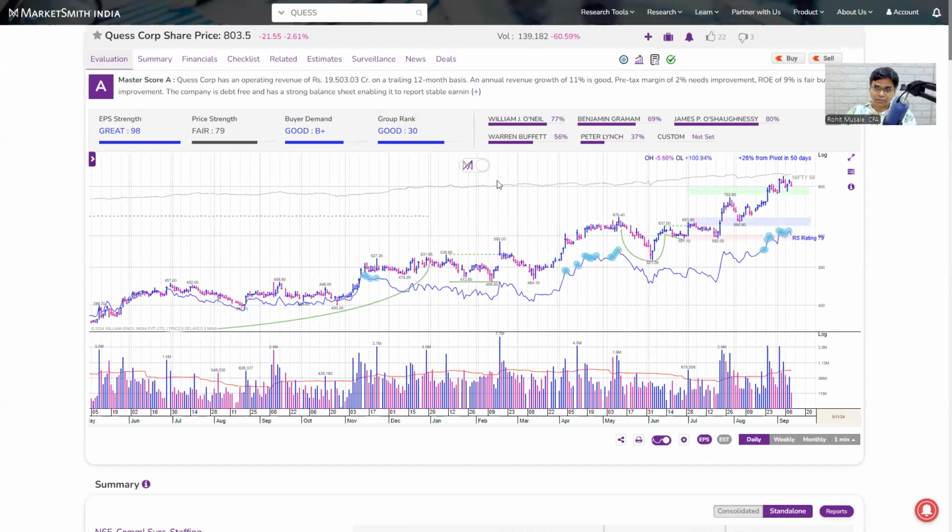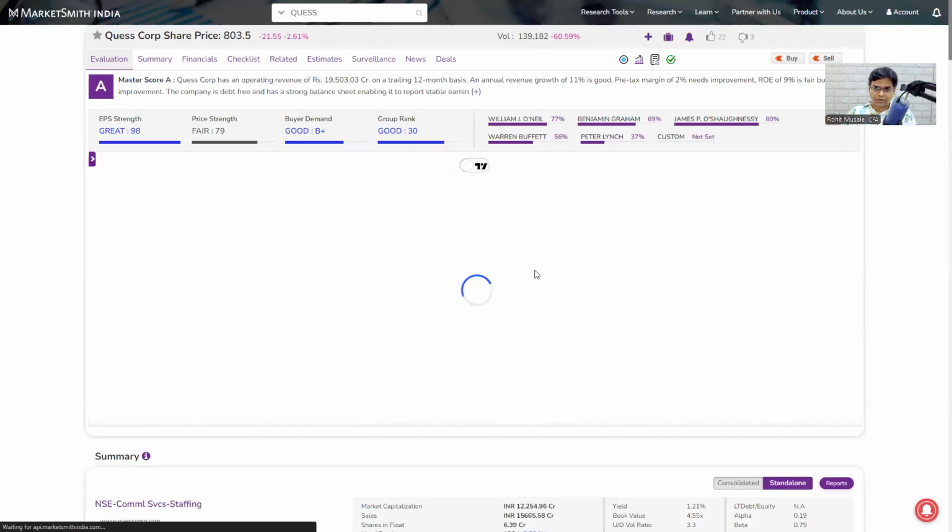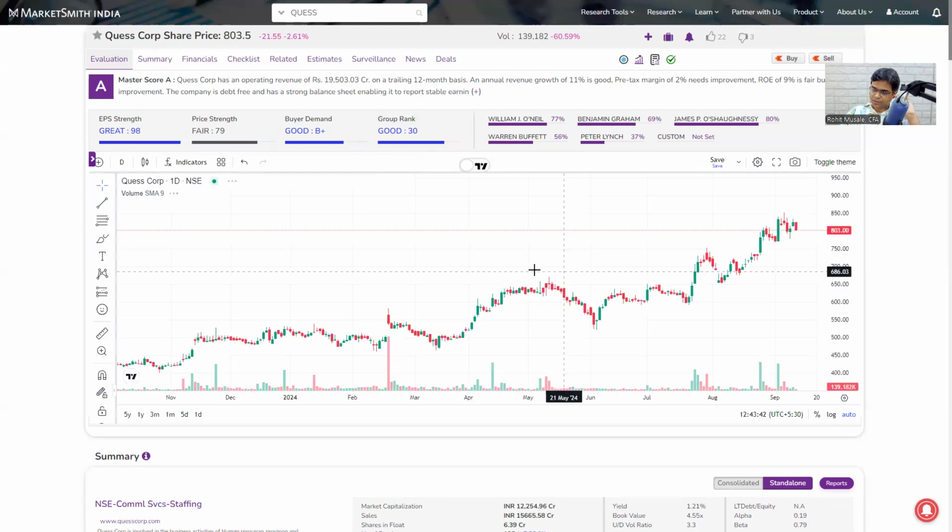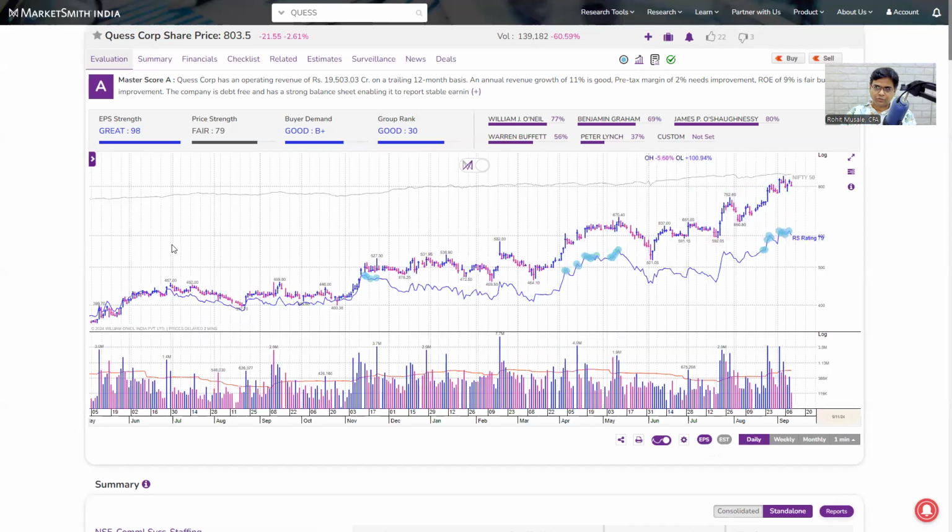You can also convert this MarketSmith chart to a TradingView chart if you want. If you are used to using TradingView, you can do that. See, now you have a TradingView chart. So I always keep this as a MarketSmith chart. I have a separate TradingView premium account.